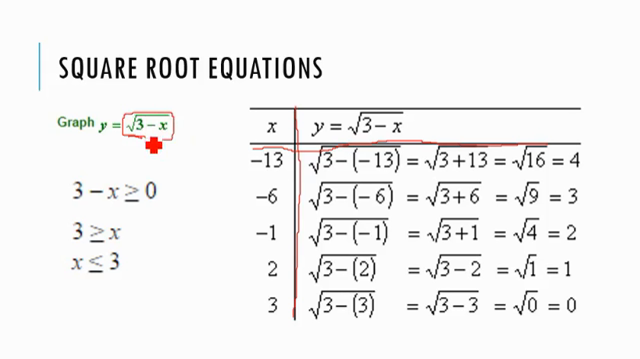So what you need to do is take what's inside the radical, set it equal to 0. Actually, you want to set it greater than or equal to 0. We know that whatever's inside of the radical has to be greater than or equal to 0. From there, I'm going to add x to both sides. It's just solving an inequality. And I have 3 is greater than or equal to x, so x has to be less than or equal to 3.